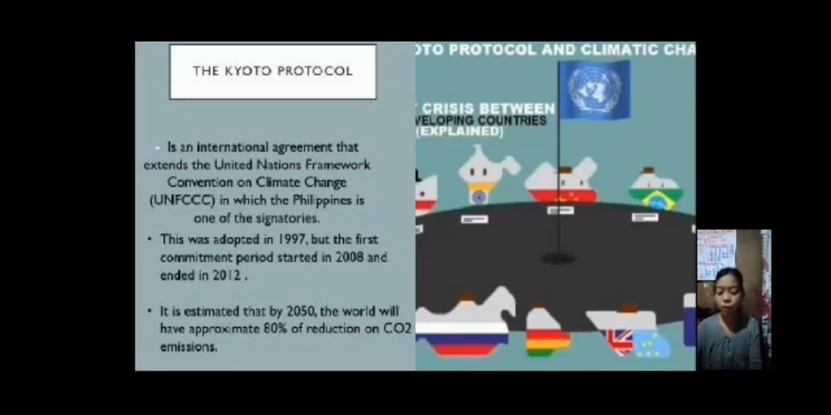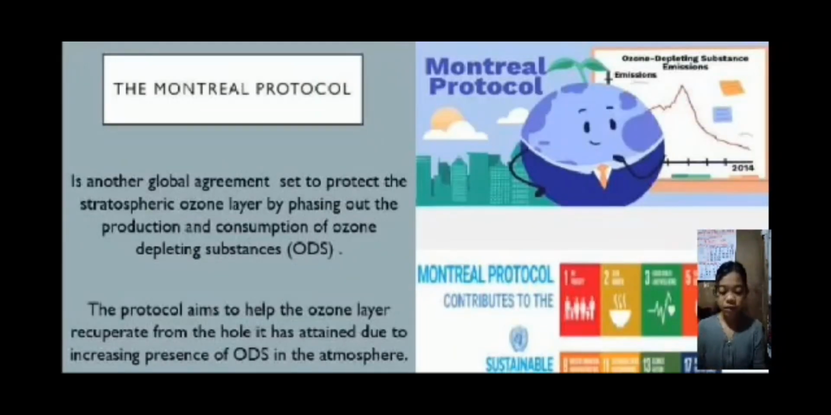So, the Kyoto Protocol is an international agreement that was adopted in 1997 and came into force in 2005. It is a legally binding agreement that commits its signatories to reduce their greenhouse gas emissions in an effort to combat climate change. The Montreal Protocol is another global agreement set to protect the stratospheric ozone layer by phasing out the production and consumption of ozone-depleting substances, ODS.